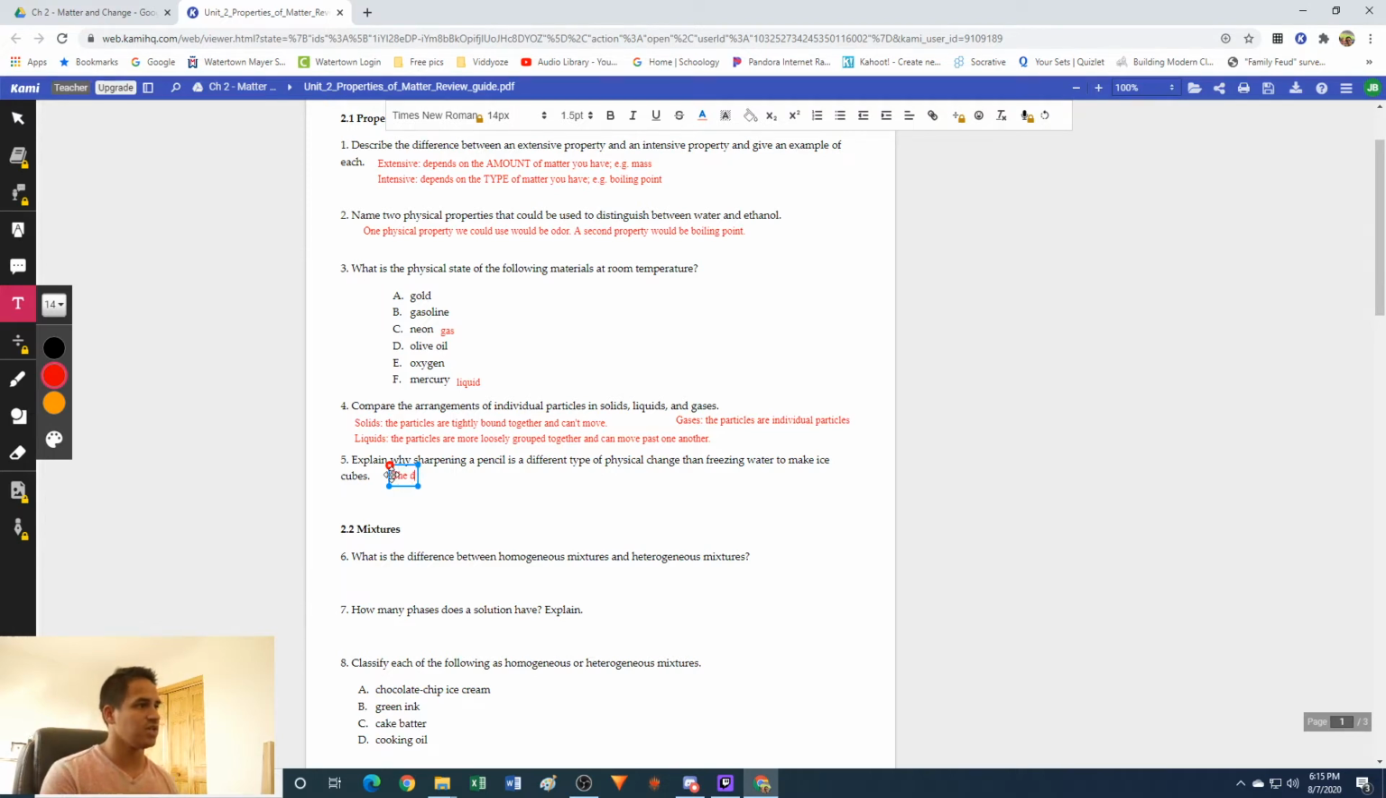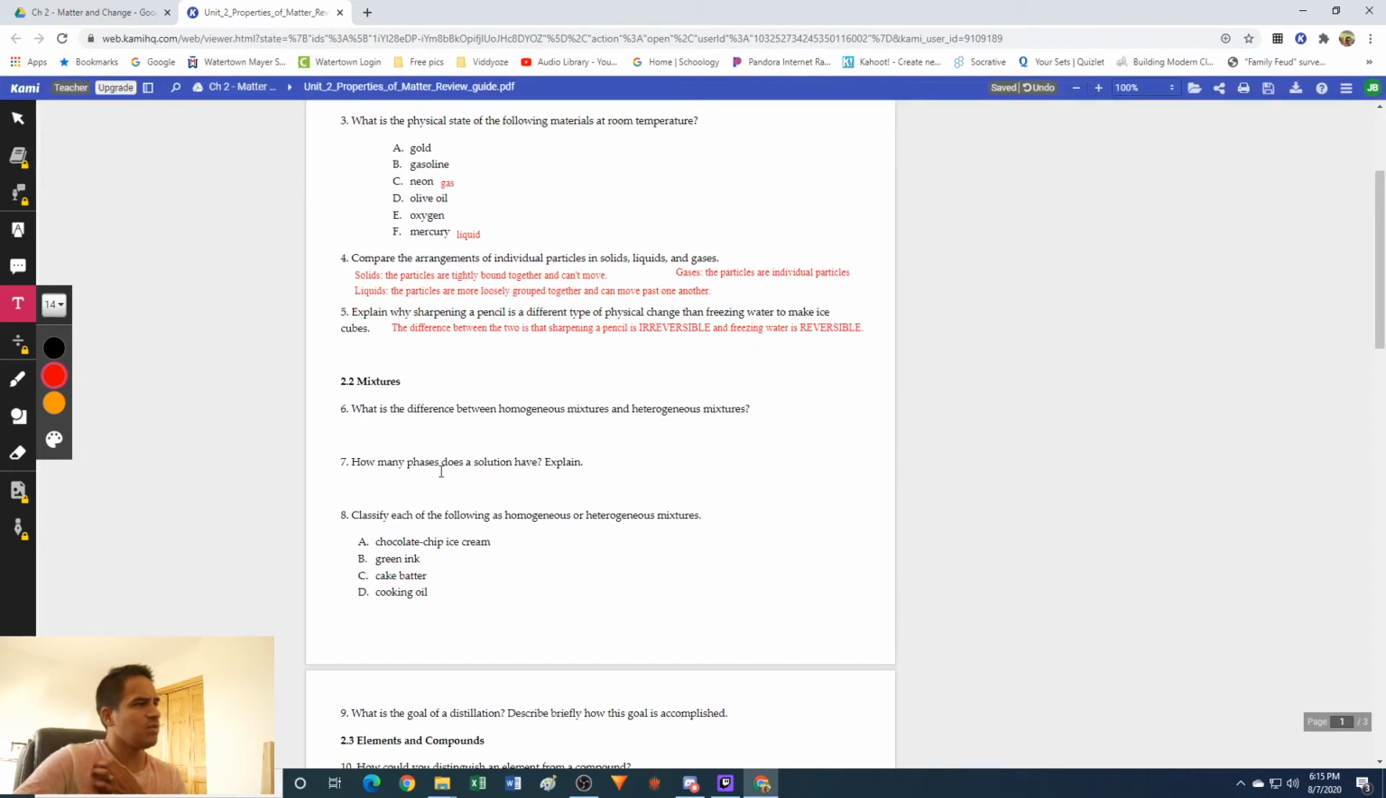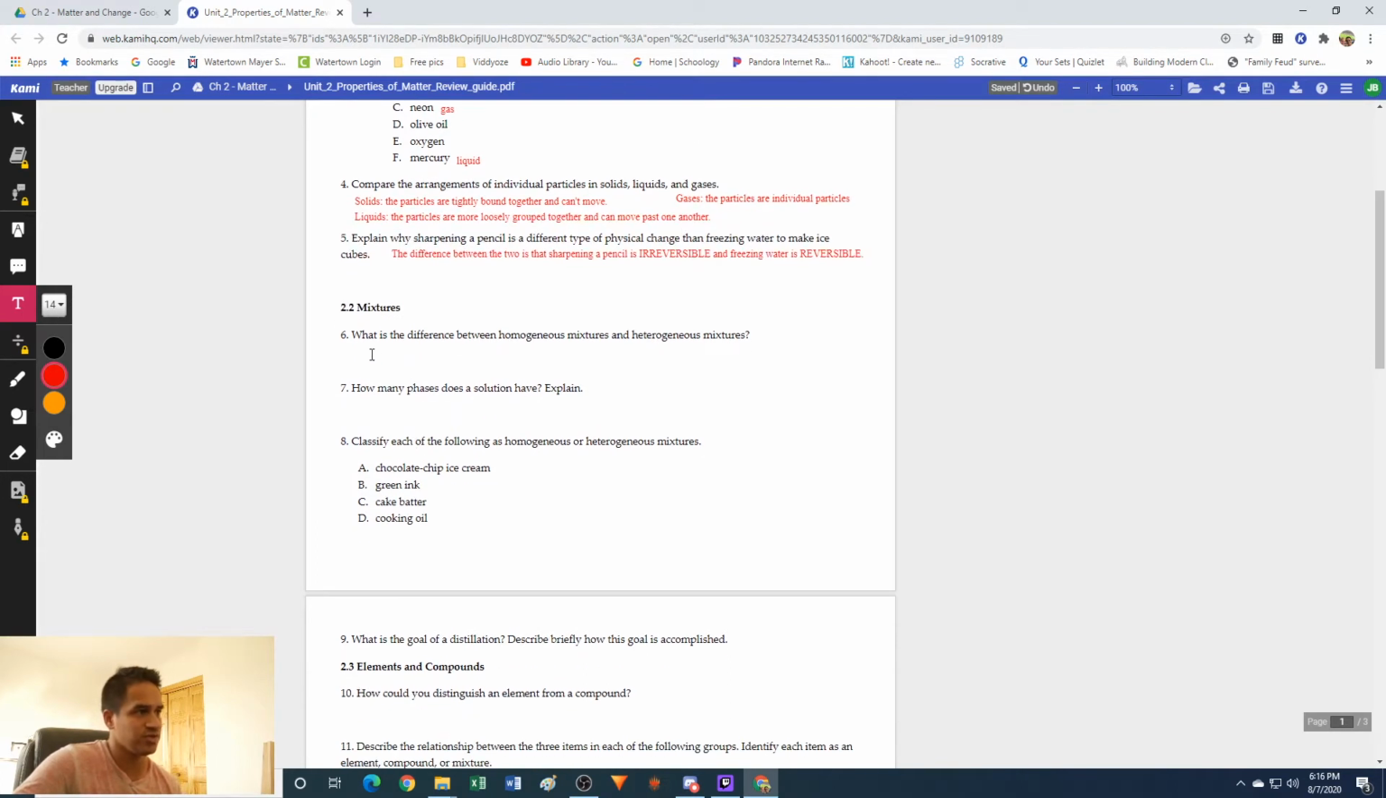So we can say the difference between the two is that sharpening a pencil is, I'll even capitalize it, irreversible, and freezing water is reversible. Okay, there we go. Number 6, what is the difference between a homogeneous mixture and heterogeneous mixture?